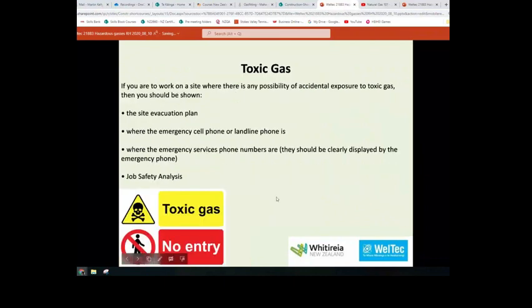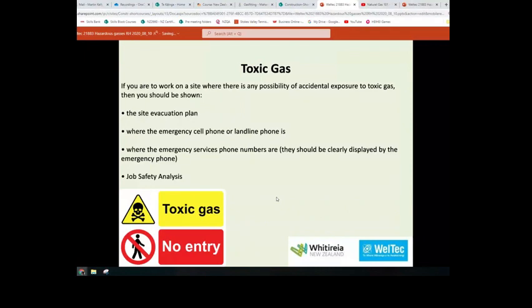Toxic gases. If you're going to site where there is any possibility of accidental exposure to toxic gas, then you should be shown a site evacuation plan, where the emergency phone is, where emergency services phone numbers are, job safety analysis. There may also be safety data sheets. So if you're doing something that produces dangerous fumes or a product, it will have a safety data sheet.